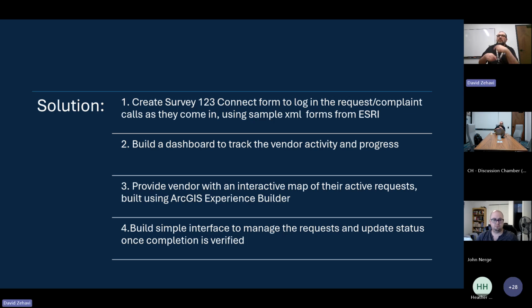And then in addition to that, we built a vendor-specific interactive map. So each one of the vendors has a map built on Experience Builder that shows them what the requests are that they have, what the status is, and a table of the attributes of those requests. And they are able to edit the status and the notes, but they can't change anything else on it. And then we also wanted to build a couple simple interfaces to manage the requests and status updates once they're completed by our refuse coordinator.